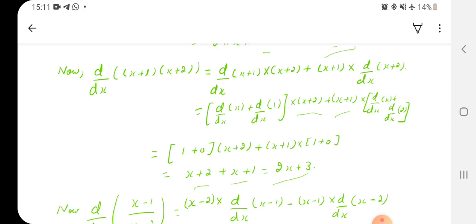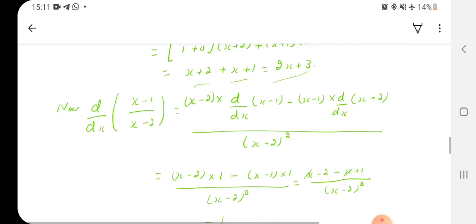See it very carefully. It is done with the help of product rule, right? Product rule says (uv)' will be equal to u'v plus uv'. That means the derivative of product u into v will be equal to first function's derivative into second function plus first function as it is into second function derivative. So this was the question based on product rule.